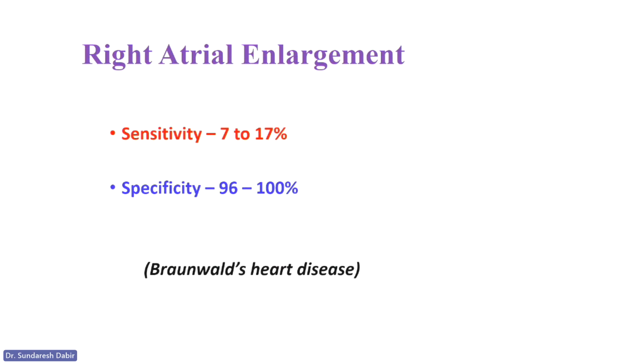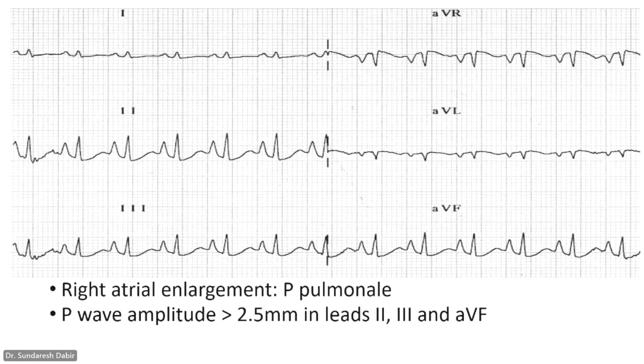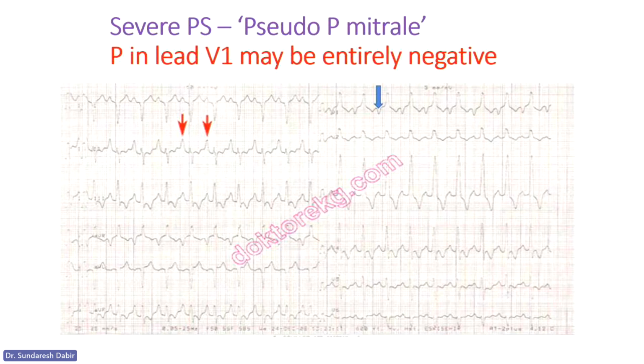And this is right atrial enlargement with P pulmonale. There is a P wave of more than 2.5 millimeter seen in leads 2, 3 and aVF, and this is P pulmonale, suggestive of right atrial enlargement. So in severe PS there is a pseudo P mitrale, with the P in lead V1 entirely negative. This is called pseudo mitrale because there is no MS, but because of the severe PS the P wave amplitude increases to more than 2.5.